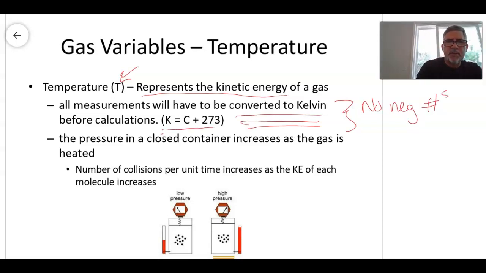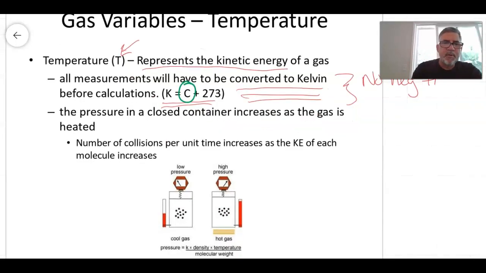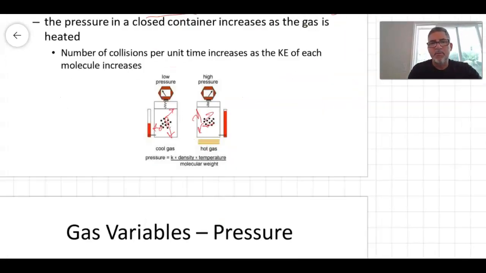Here's the conversion to Kelvin. It's on your formula sheet as well, if you forget it. But if you get a problem that has Celsius listed, you have to change it to Kelvin because you only get the right answers for Kelvin. But again, if I have molecules in here and they're colliding with the walls, if I heat the temperature, they just collide faster, right? And they increase the pressure.